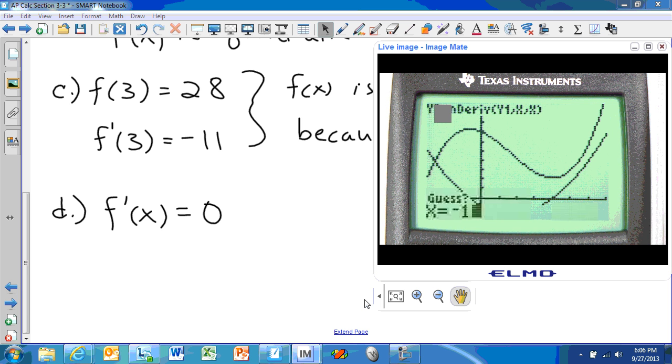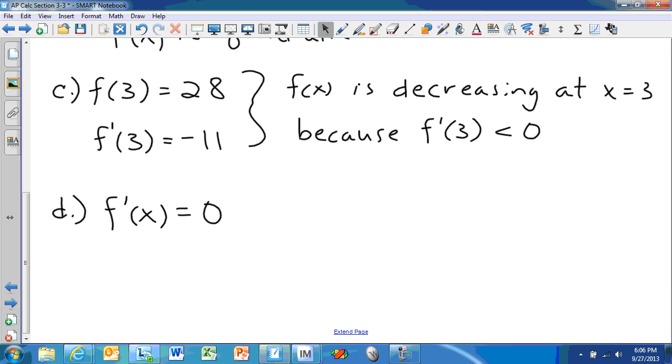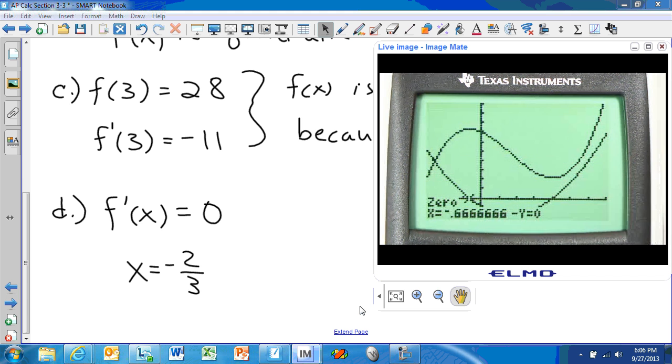And we'll give it a guess of around negative 1. That's what it looks like. And it's actually negative 2/3. So the solution is x equals negative 2/3. Now that's one of the two solutions. Let's go back to the calculator and let's find the other solution.